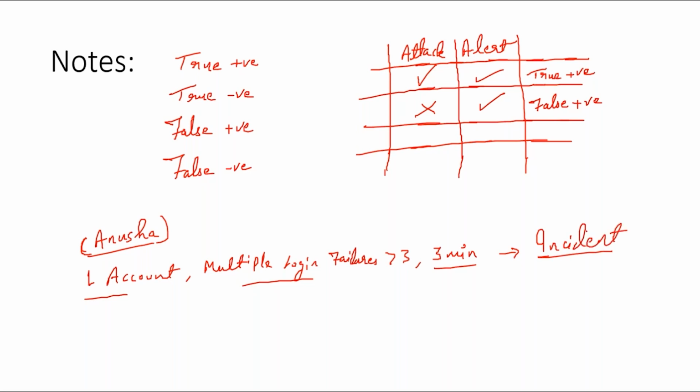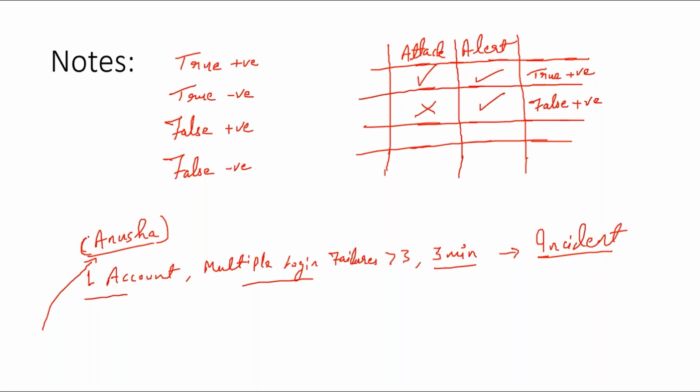Because we got an alert, and as per that alert, we are getting to know that it is an incident over there. But when we cross-checked it, when we checked the reality, because obviously we have to check whether it is Anusha or not, we got to know it was Anusha only who was trying to access her account. Now, let's suppose maybe Anusha forgot her password. That's why she made multiple attempts.